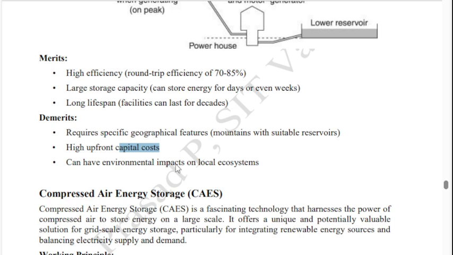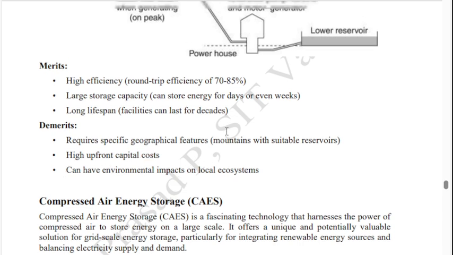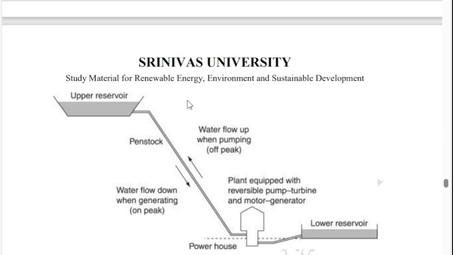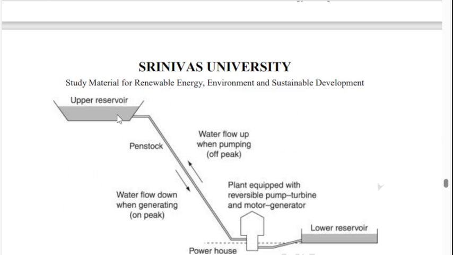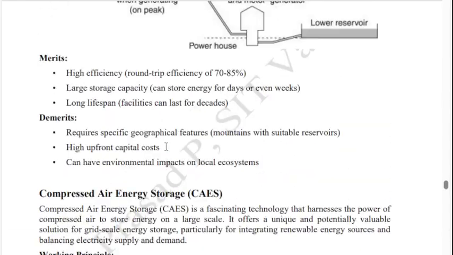It can have an environmental impact on the local ecosystem. It can create some impact because we are filling a large area with water. Large area means not a small tank, but a big area we are covering and filling with water. So that will affect the normal life in that area. So the ecosystem is getting disturbed from the normal setup, and that is another demerit of the system.